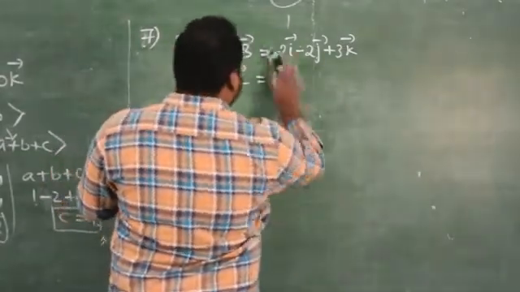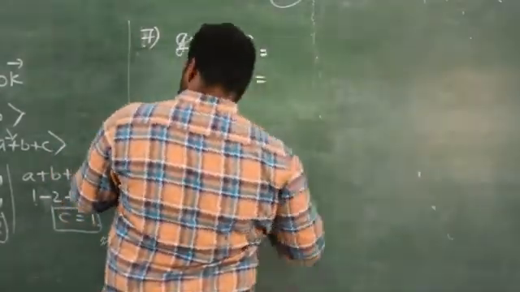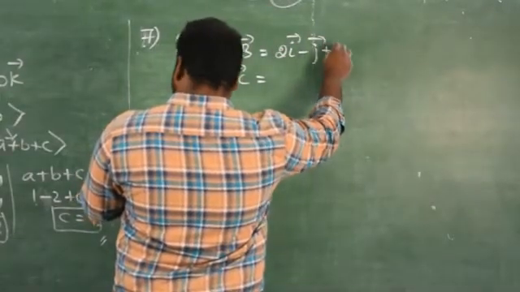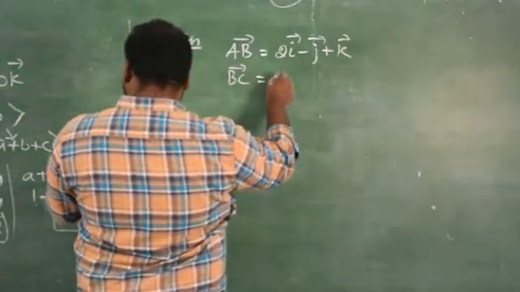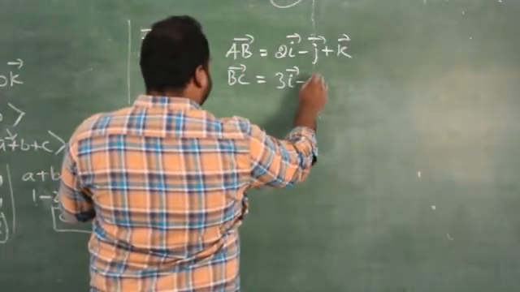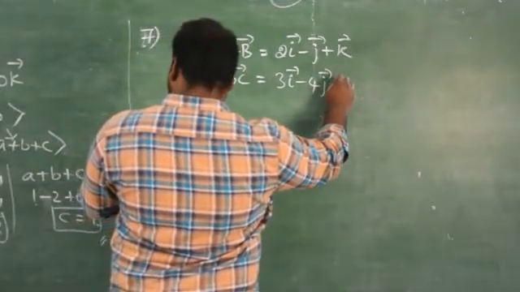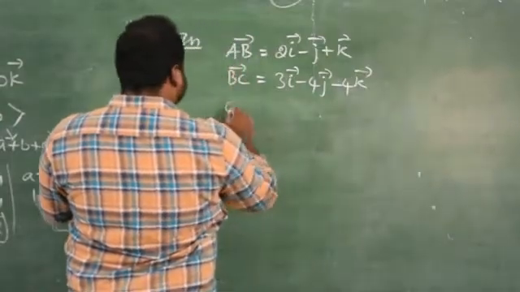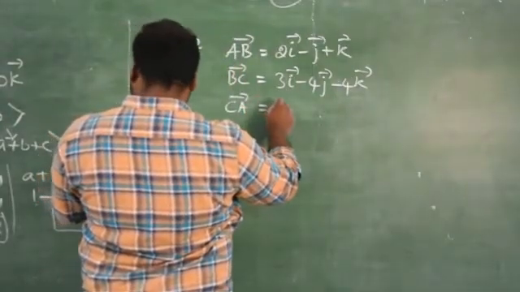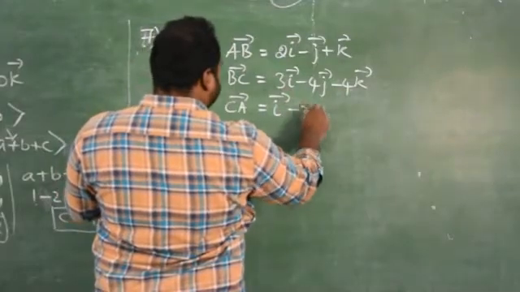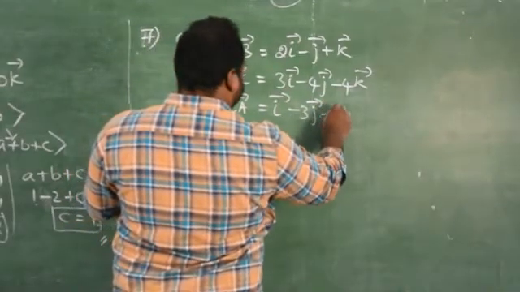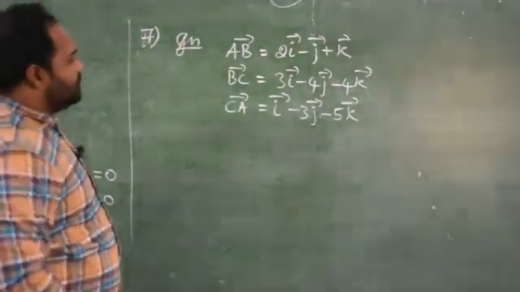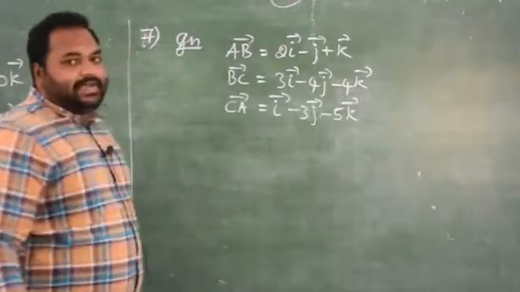Sorry, actually AB is 2i minus j plus k vector, BC is 3i minus 4j minus 4k. Next, CA is i minus 3j minus 5k. So three vectors are given. We have to show that these three vectors form a right angle triangle.